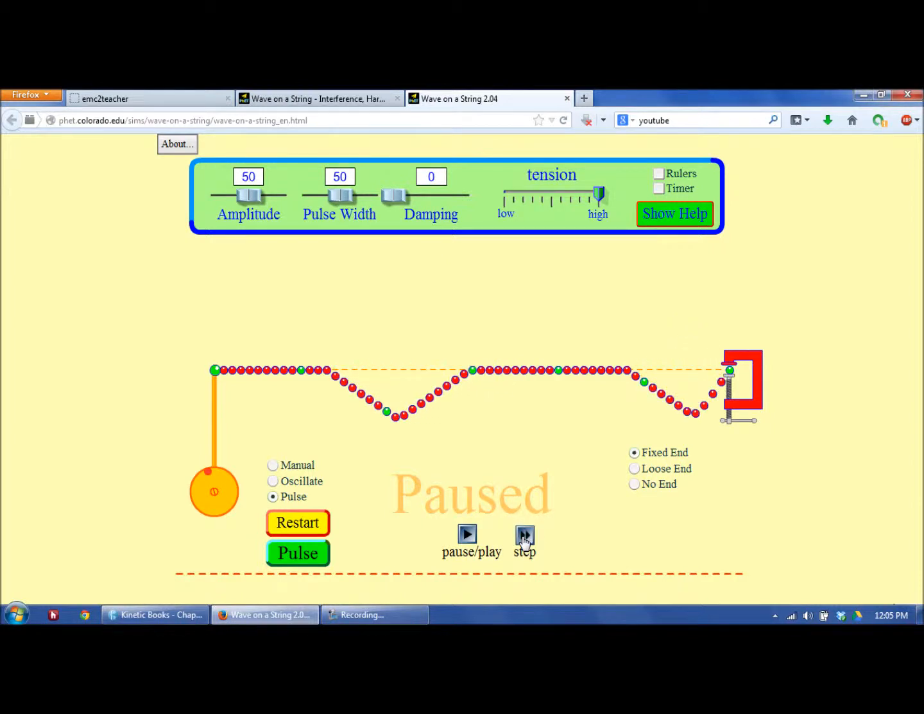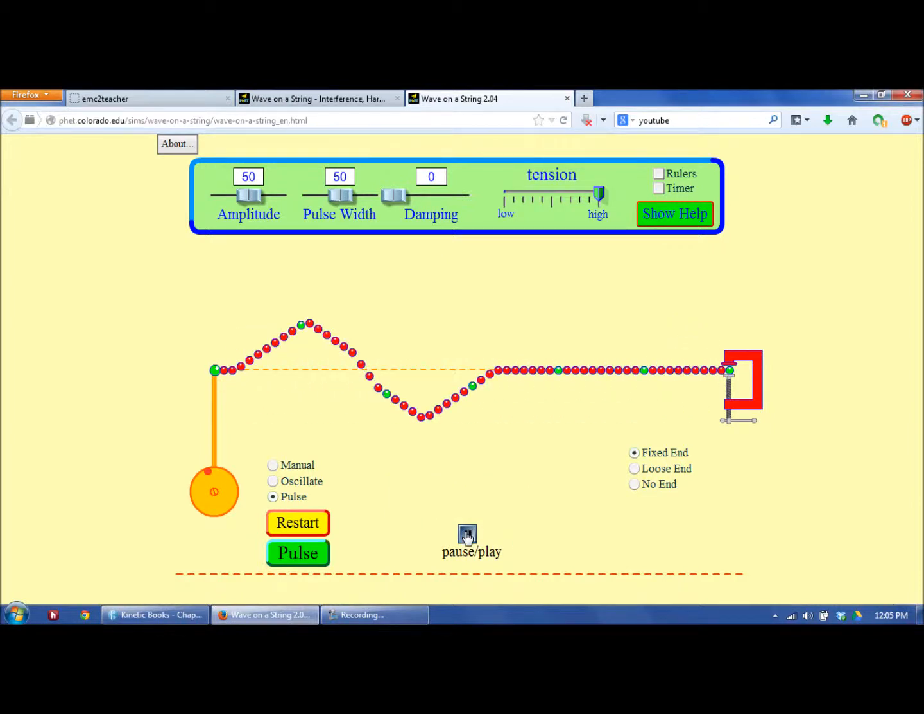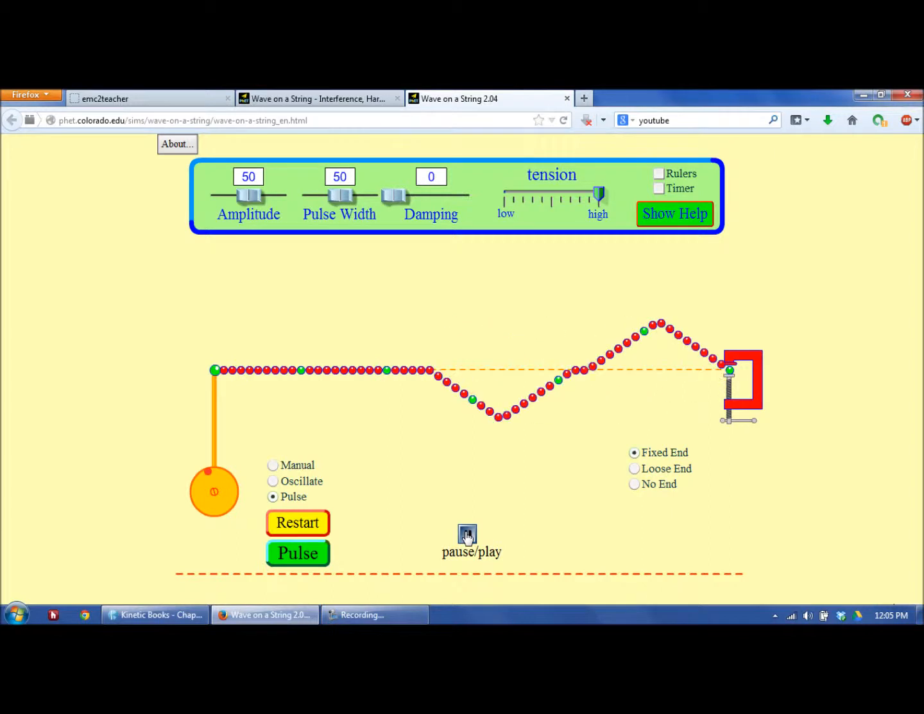The pulses travel through each other. They do not bounce off each other. So that's what's happening. That's called interference. When they're in superposition, they interfere with each other. But notice they don't destroy the wave. They just add together when they're in that position.